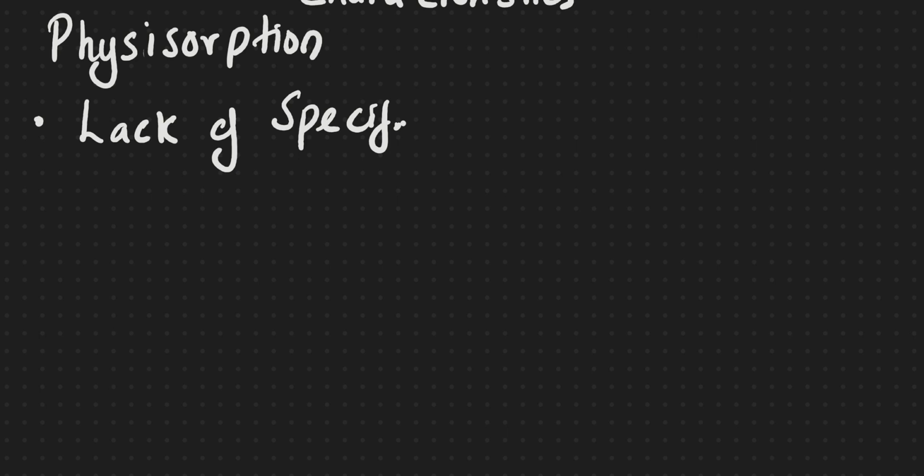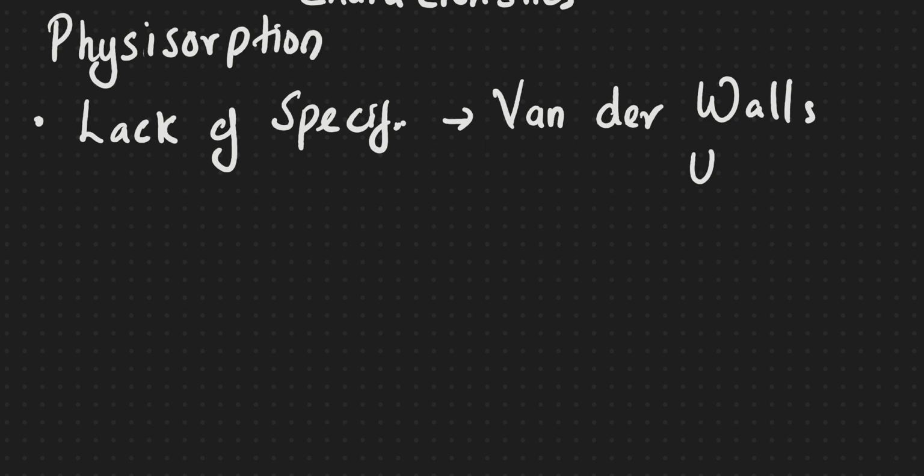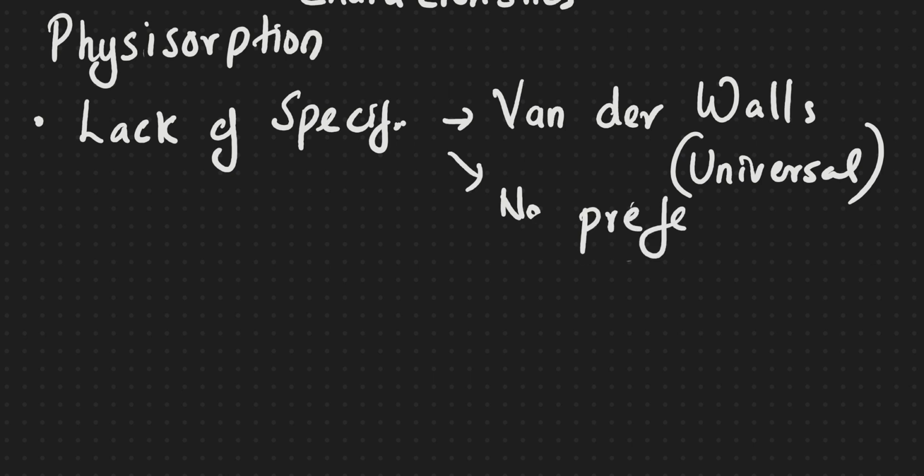For Physisorption, for a particular gas, it does not show any preference, since the van der Waals forces are universal for almost every gas. So it does not show any specificity or preference for any particular gas. This is mainly due to the weak van der Waals force being very universal. So there is no preference. Okay, that's the first point.